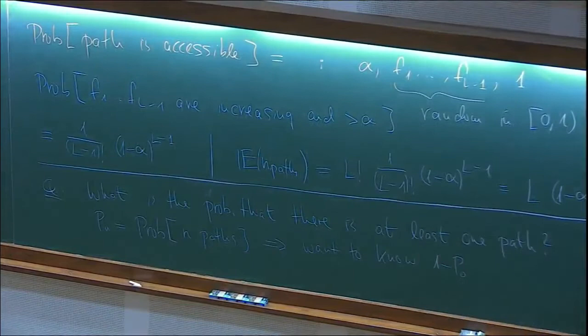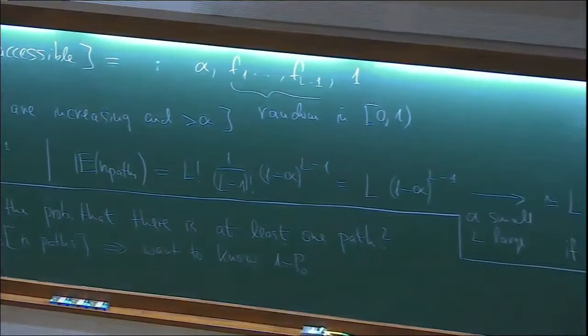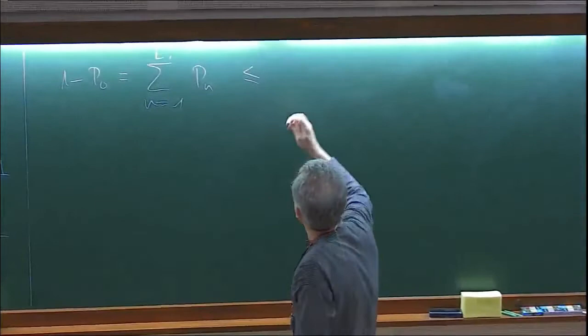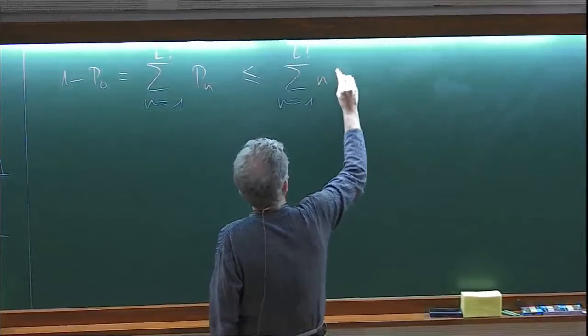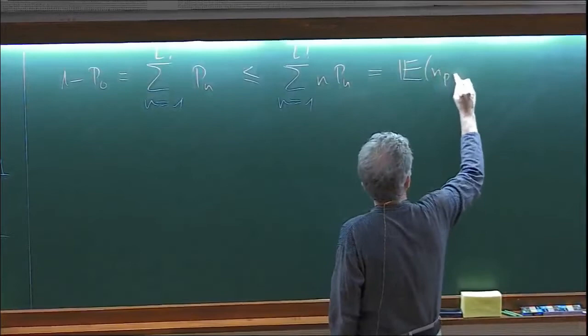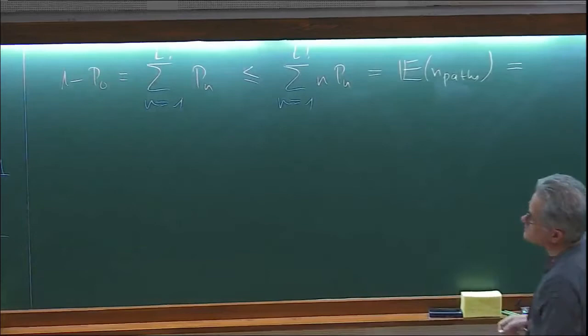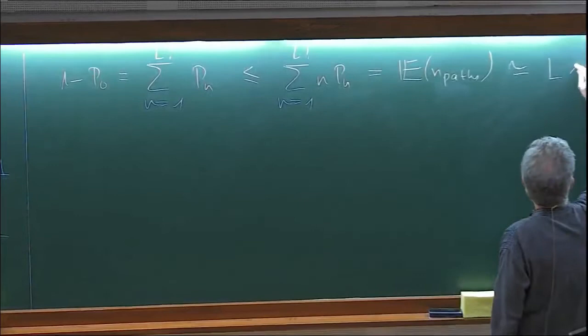So what is 1 minus P0? It is the sum of n from 1 up to L factorial, which is the largest number, times Pn. Now this can be bounded. This is called the Markov inequality. It's rather trivial. Obviously, this is smaller than what you get if you put an n here, so it is smaller than the sum of n times Pn, but this is just the expected value. So the probability that there is at least one path is always bounded from above by the expected value. And this expected value we just calculated, and it is approximately L times e to the minus alpha L.